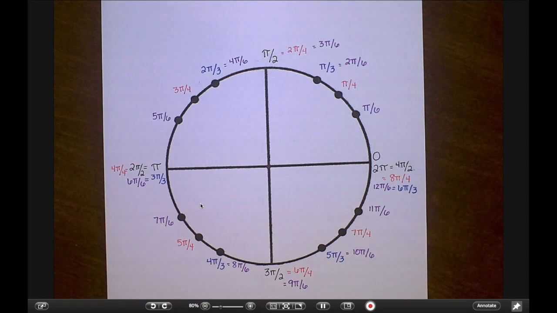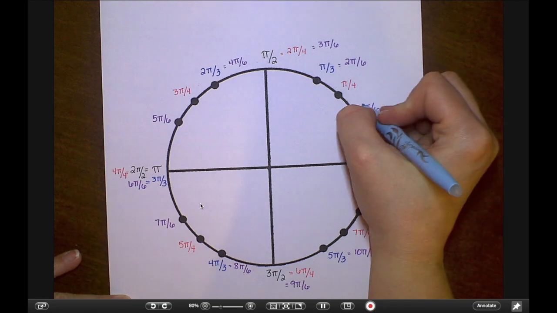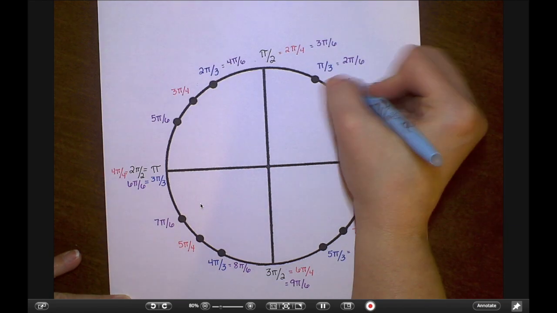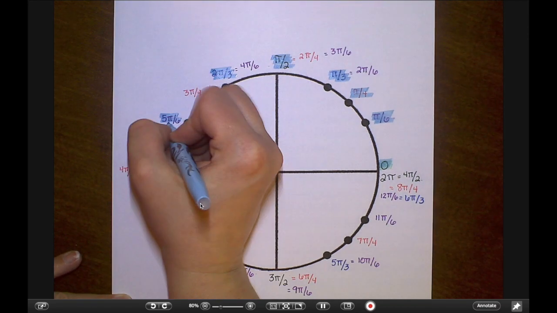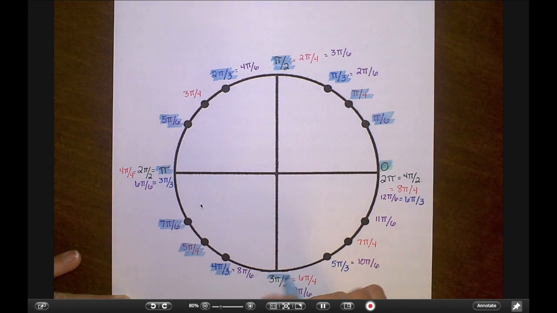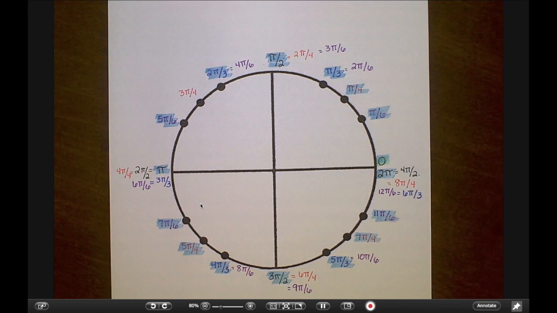What I really want you to focus on is kind of the first one that I wrote down in each spot. So even though there's several of them that I labeled with multiple fractions, we really want to just focus on the first one that was written down. 0. This one would be pi over 6, pi over 4, pi over 3. So those highlighted ones are the ones that really matter. Those are the ones that we'll actually refer to the angles with.